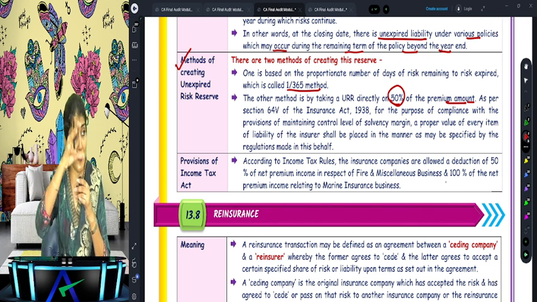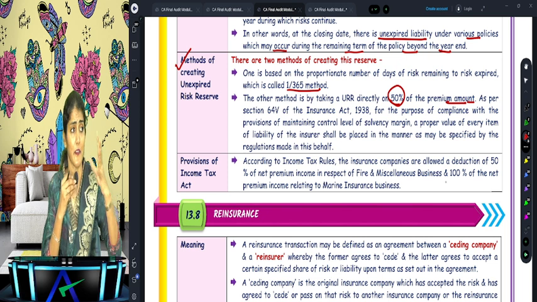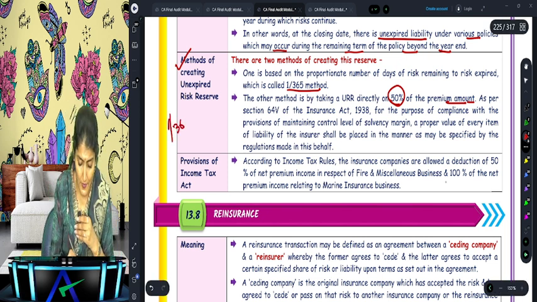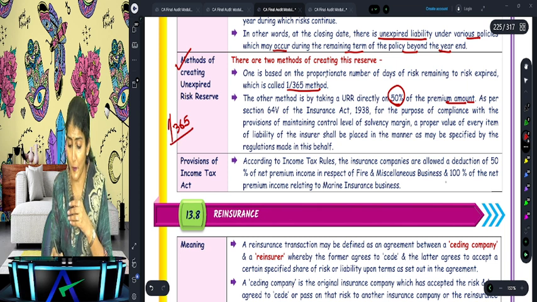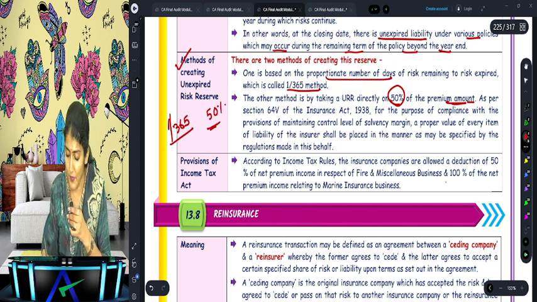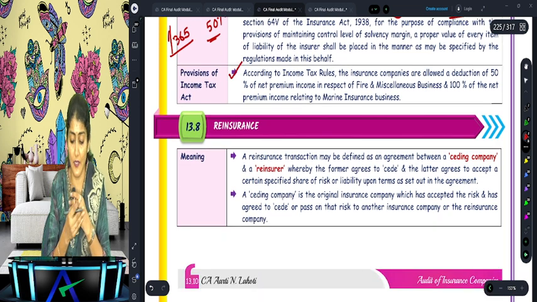So whatever premium you've collected during the year, 50% of that you take as the unexpired risk reserve. Right? So what are the two methods? One method is the 1:365 method, proportionate number of days, and the second one is, you take 50% of the premium amount. And is this again a tax deductible expenditure under the income tax law?